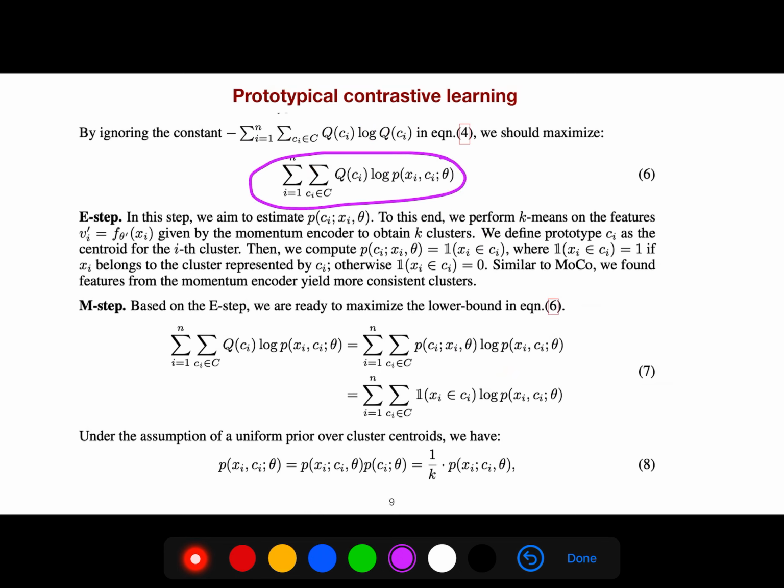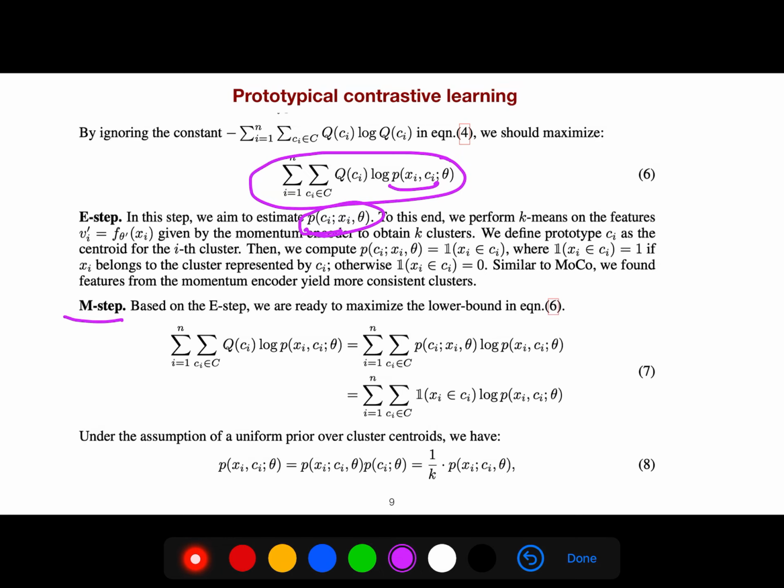But in the expectation step, we estimate the probability of c_i given x_i. And we perform k-means on the features given by the momentum encoder to obtain k clusters. And we define prototypes as the centroid for the ith cluster. Then we compute it, and for the maximization step, based on the expectation step, we are ready to maximize the lower bound.